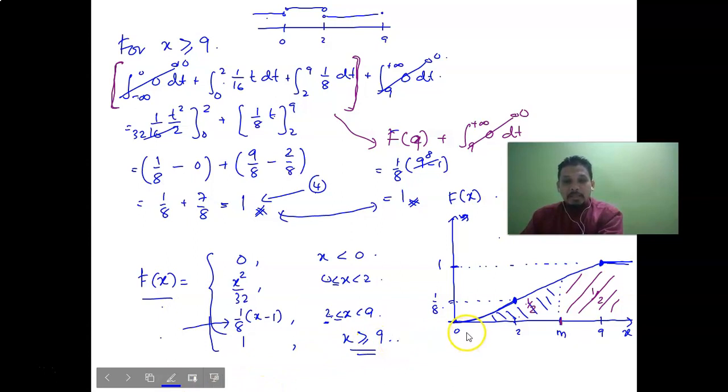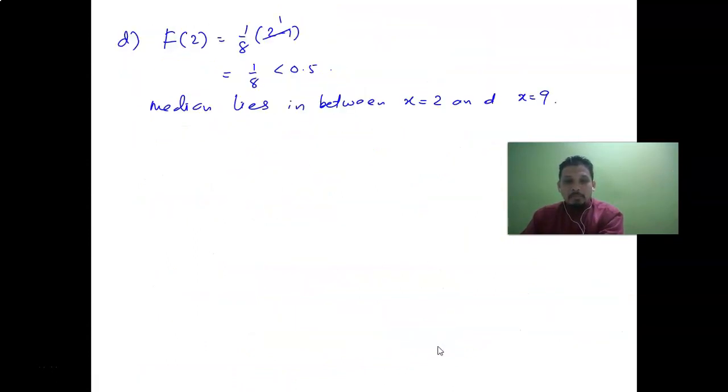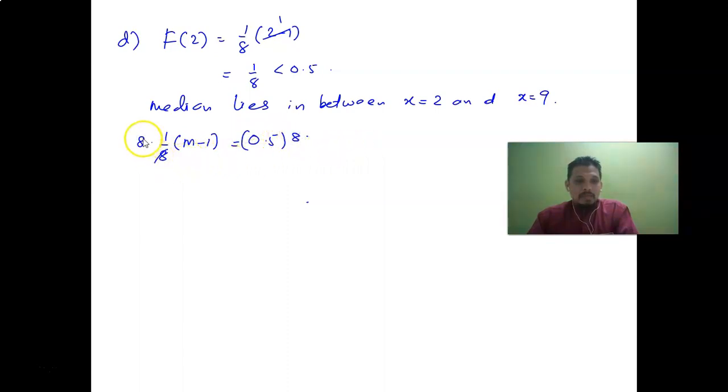Okay, so then 1 over 8 times m minus 1 equals 0.5, or make it 1 over 2. Never mind. Multiply by 8 on the left and right. So 8 divided by 8 equals 1, and 8 times 0.5 equals 4. And then minus 1, so m equals 5. There you go.